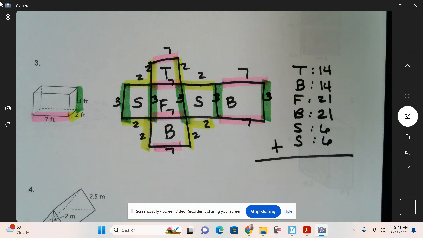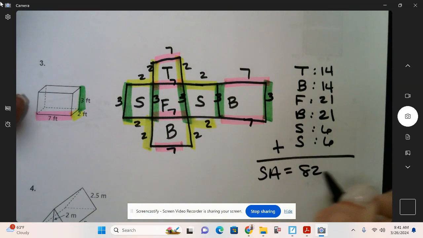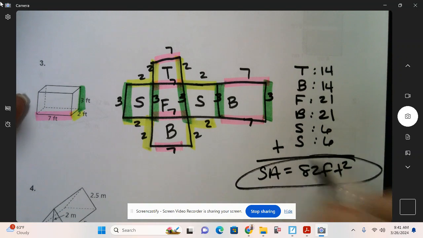All right, what we get is our surface area when we added it all up. 82. Our surface area equals 82 feet squared.